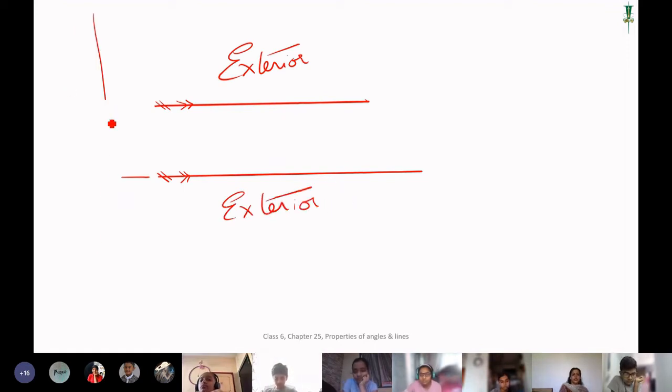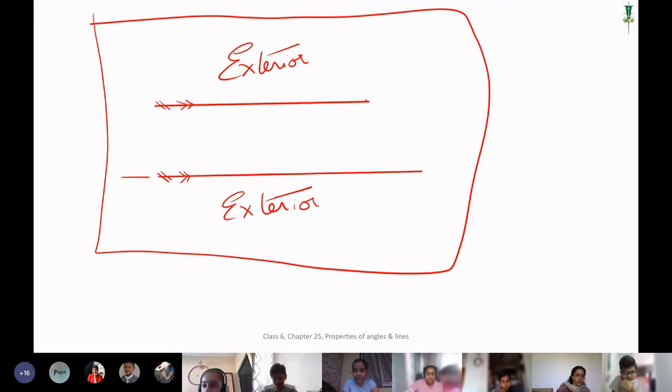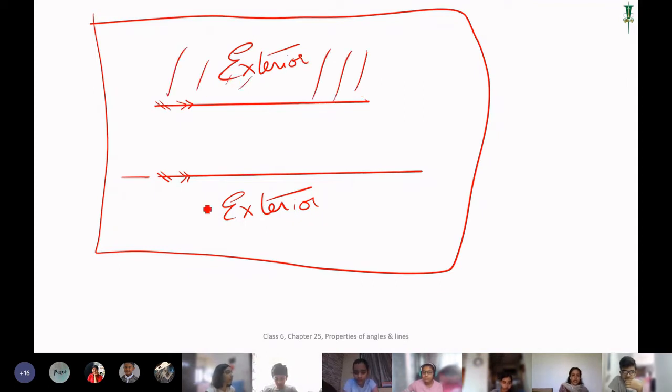So this portion is in the exterior part of the parallel lines, imagining that this is the plane in which the parallel lines lie. So this portion is the exterior. Have you understood with reference to parallel lines which is called the exterior part? Yes, ma'am. Everything that is above this line and everything that is below this parallel line is in the exterior.